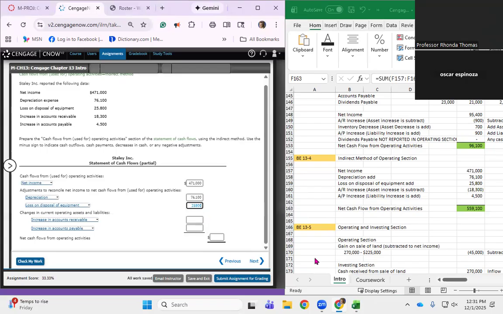We're going to subtract the increase in accounts receivable. And I think they want a minus sign to indicate outflow. So I do believe they want that in as a negative. And then we're going to add the increase in accounts payable, 4,500. When you do those four adjustments to net income, 559,100.